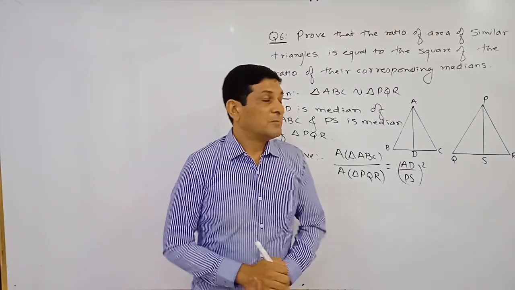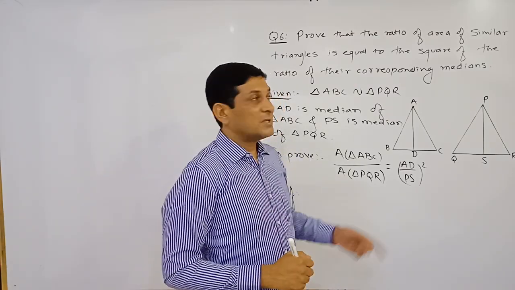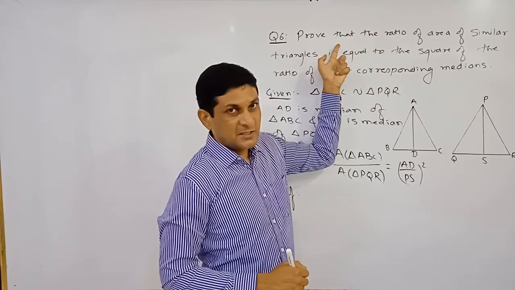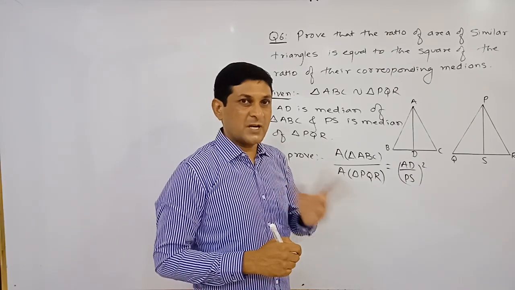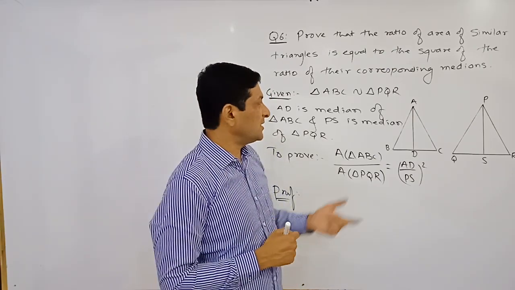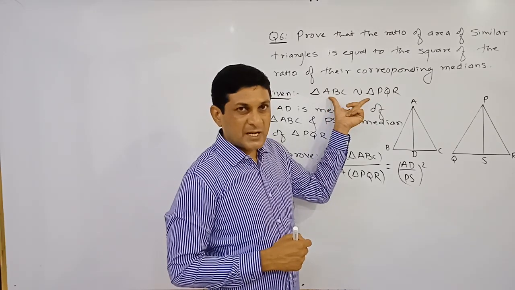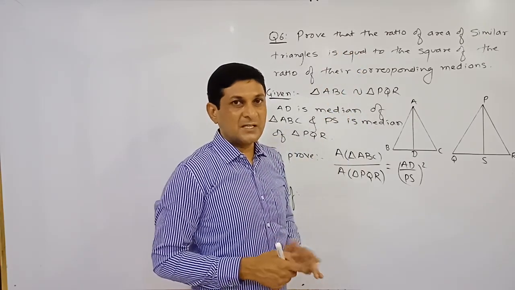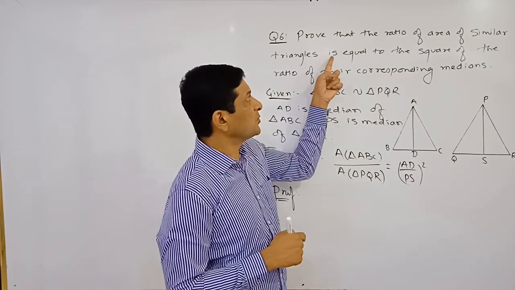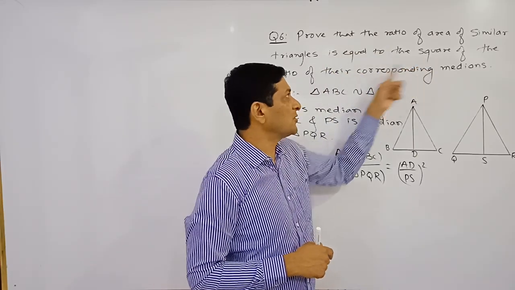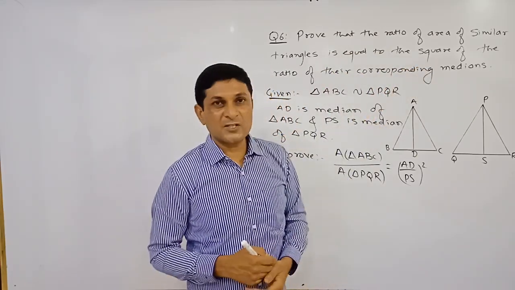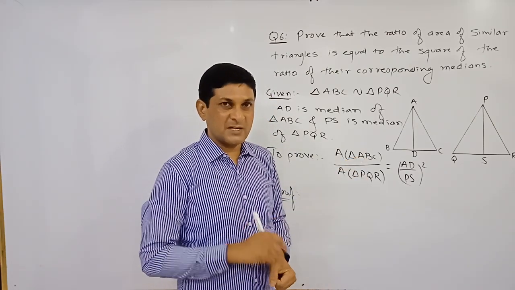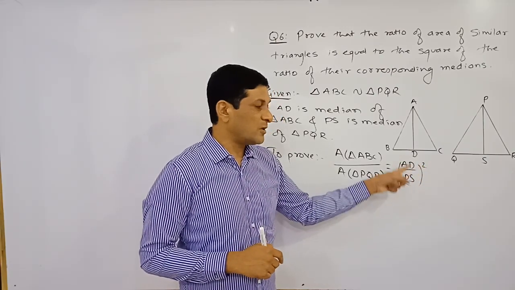Now observe question number 6. In this question, it is given to us that the ratio of area of two similar triangles, we have to prove that the ratio of area of two similar triangles, means two triangles are given to us which are similar to each other. So here we have considered two triangles ABC and PQR which are similar. Using this condition, we have to prove that the ratio of area of these similar triangles is equal to the square of the ratio of their corresponding medians.